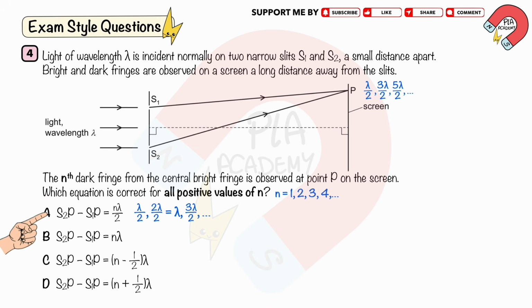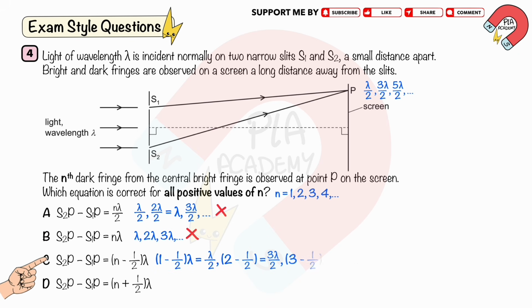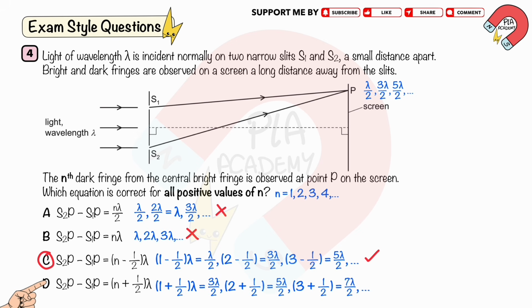Choice A. The path differences are 1/2 lambda, lambda, 3/2 lambda, and so on. This is incorrect. Choice B. The path differences are lambda, 2 lambda, 3 lambda, and so on. This is incorrect. Choice C. The path differences are 1/2 lambda, 3/2 lambda, 5/2 lambda, and so on. This is correct. Choice D. The path differences are 3/2 lambda, 5/2 lambda, 7/2 lambda, and so on. This is incorrect.